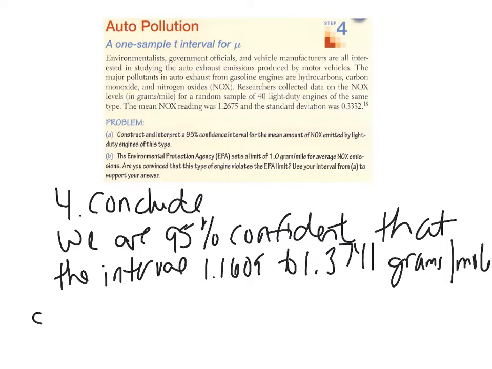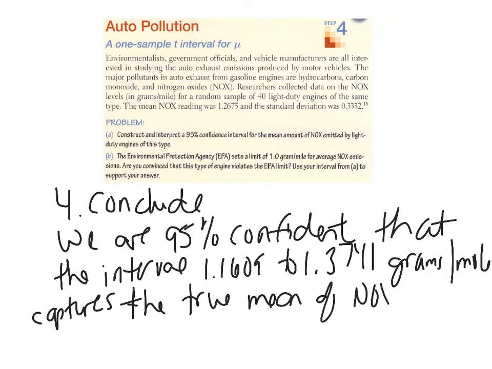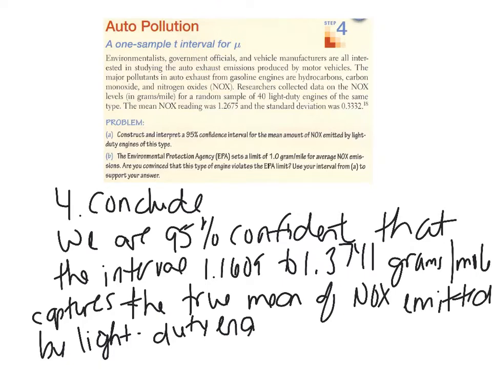Grams per mile captures, and what are we trying to capture here? We're trying to capture the true mean of NOx emitted by these light-duty engines. So it captures the true mean of nitrous oxides emitted by this particular type of light-duty engines. Remember, do not shortchange your context answers.